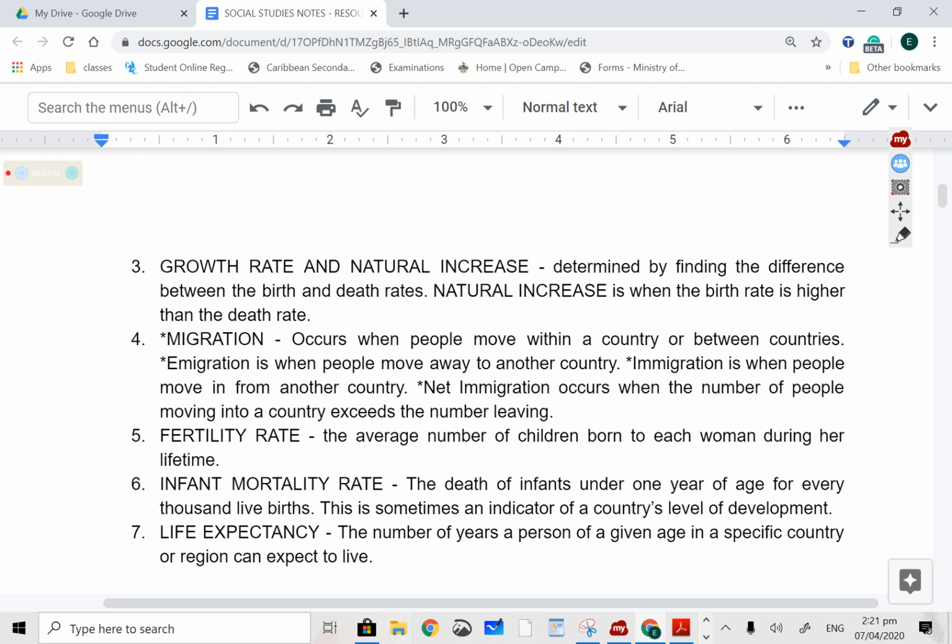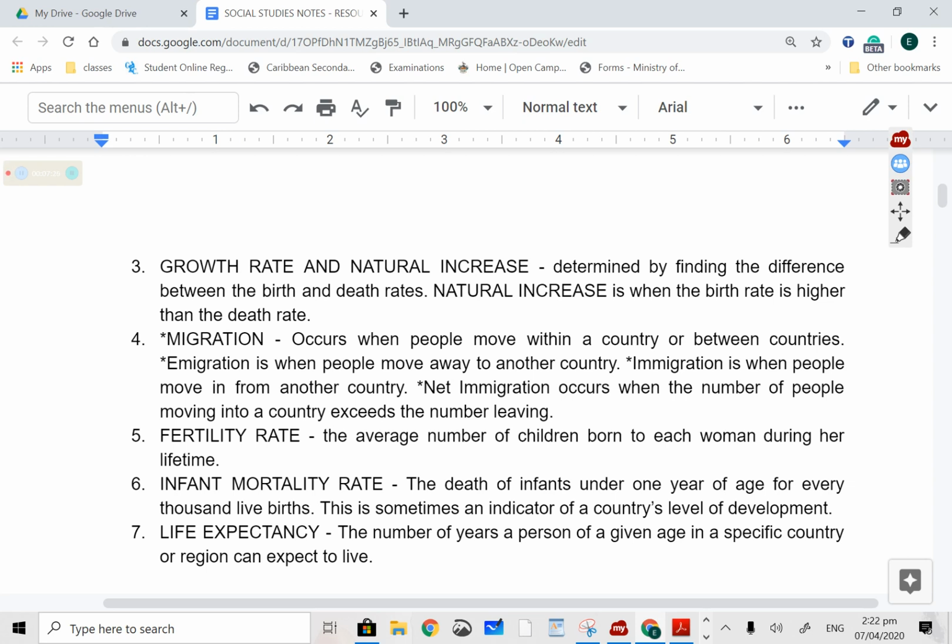So this can occur in a situation like in Trinidad or in some other Caribbean countries where we had this situation with the Venezuelans coming into the country by thousands. So that would have been net immigration. It means that more people were moving into our country than the amount of people leaving.